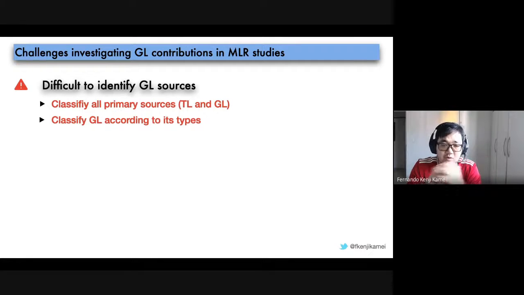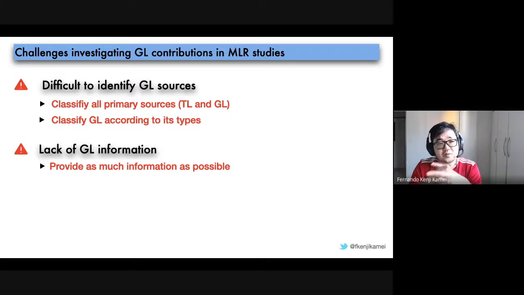Thus, we recommended that researchers classify the gray sources according to their type. And it's important to understand better how each type of gray literature contributed to these studies.